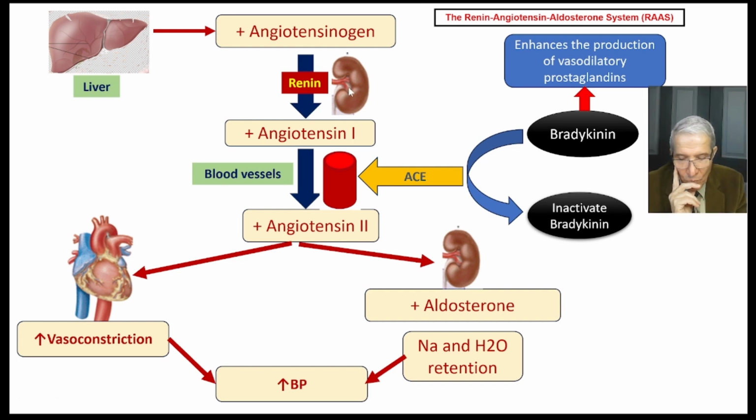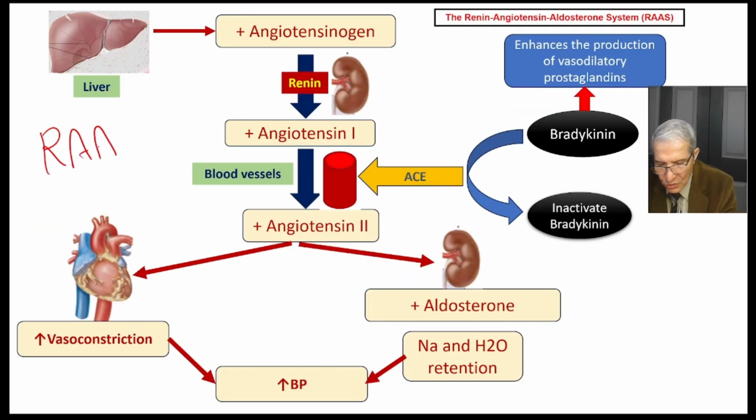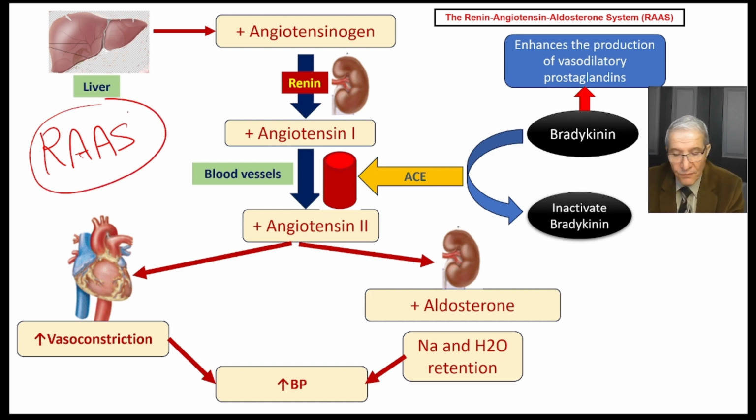Okay, so what we can see here on the graph is a very important topic for us. This is the pathway or cascade of renin angiotensin. We call this the renin angiotensin aldosterone system, RAS. First, the liver produces a substance called angiotensinogen. This angiotensinogen is converted to angiotensin 1 under the effect of an enzyme called renin. Renin is produced from the kidney, as you can see here.